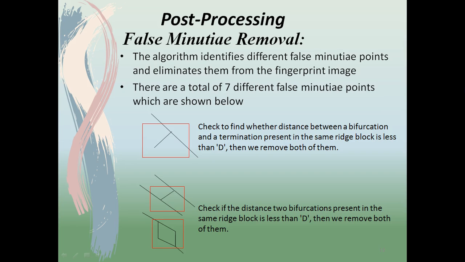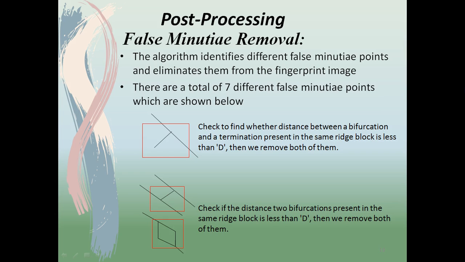But after analyzing a lot of pictures, we have found that there are 7 different false minutia points which get detected in an image. So what we have to do is remove each and every one of those different types of false minutia points from the image, so that all we are left with after this stage is exactly accurate minutia points, so that we can have good fingerprint recognition. Now let's talk about the 7 different false minutia points.